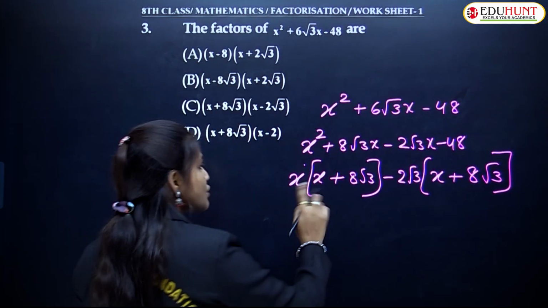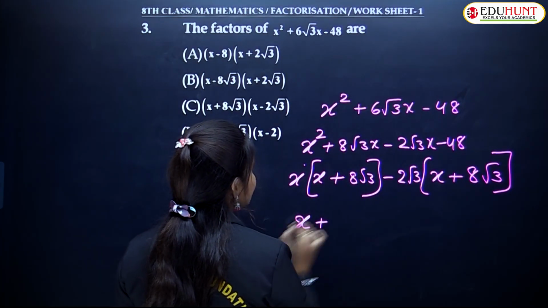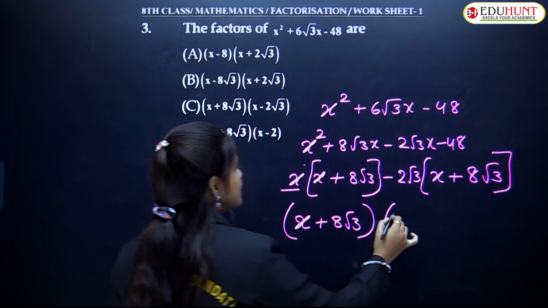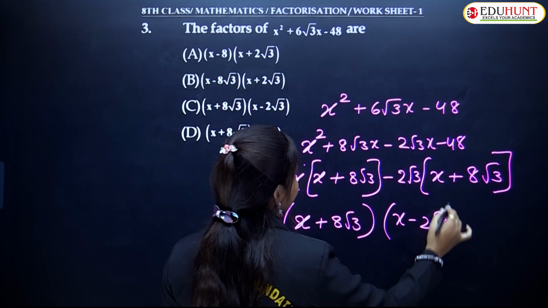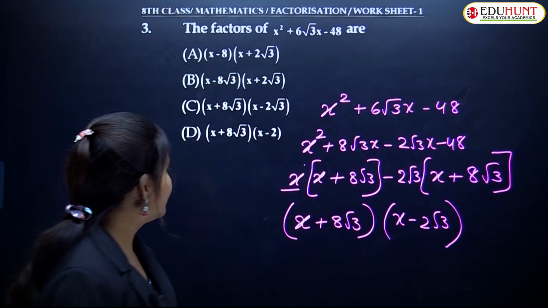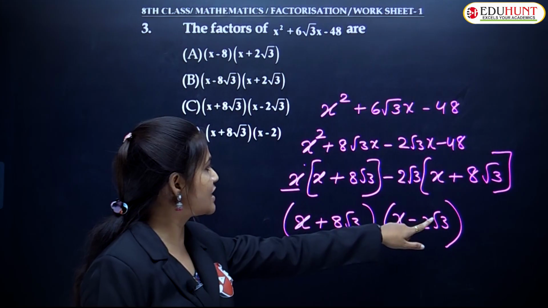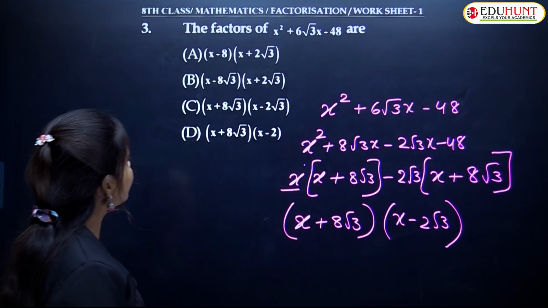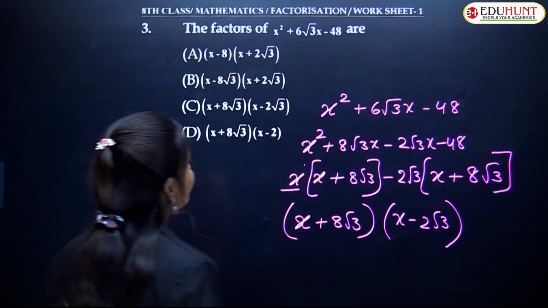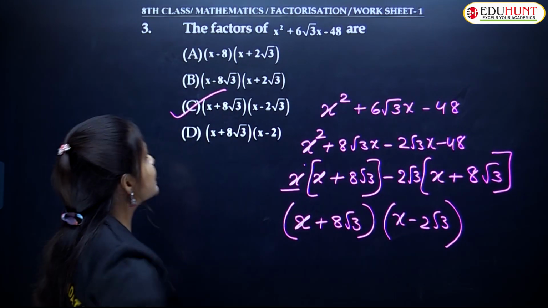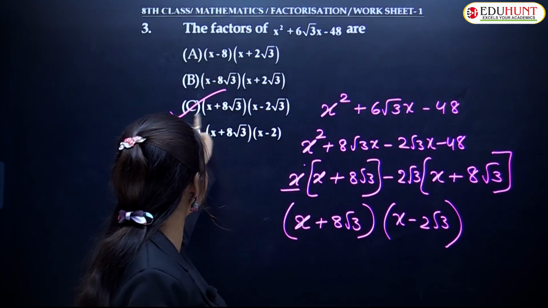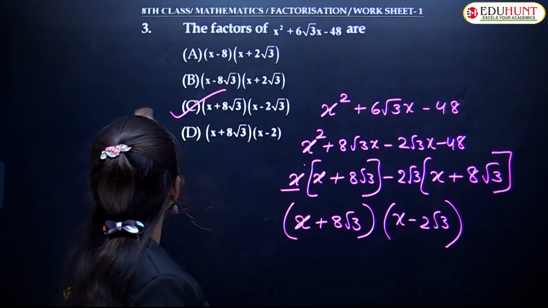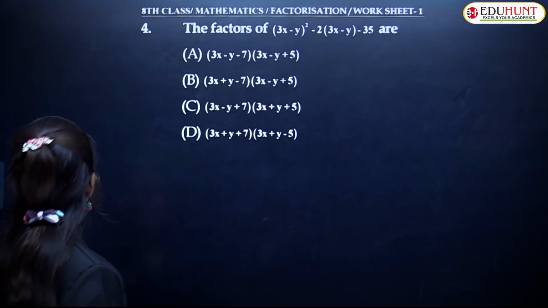Understand? From these two terms, again the common one is x plus 8 root 3, and the leftover term is x minus 2 root 3. Understand? Then the answer is x plus 8 root 3 into x minus 2 root 3. Which of the following is the correct answer? Option C is correct here, that is x plus 8 root 3 into x minus 2 root 3. Clear? Let us see the next question, that is the fourth one.